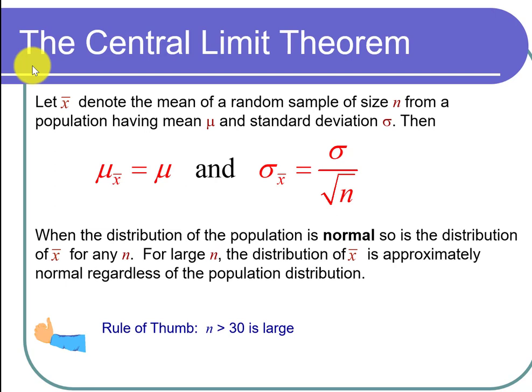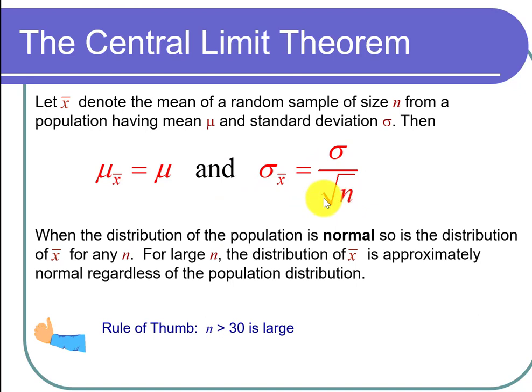All right, the central limit theorem states the following. Let x bar denote the mean of a random sample of sample size n from a population having mean mu and standard deviation sigma. Then we have the following. Mu sub x bar is equal to mu. So if we look at all possible samples of sample size n, and we look at their means, then the mean of the means is equal to the mean of the population. And sigma sub x bar is equal to sigma over the square root of n.